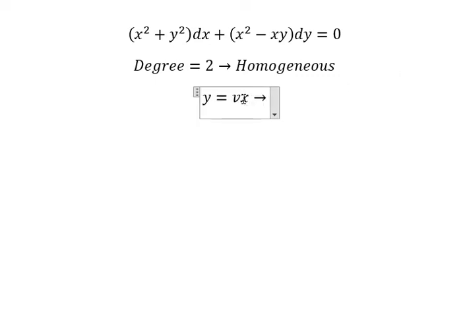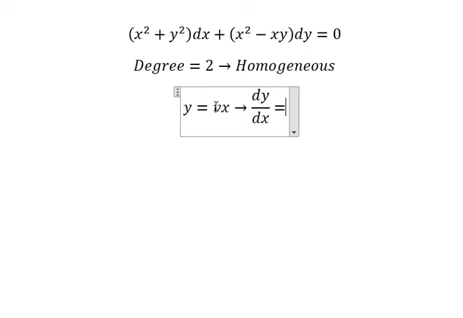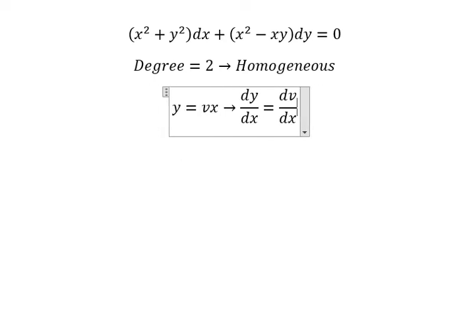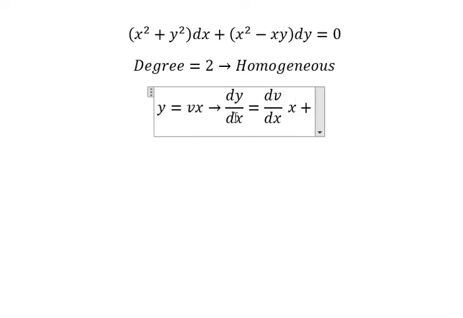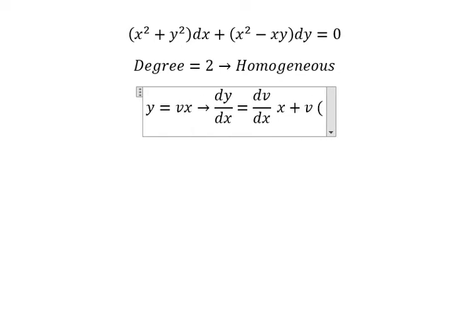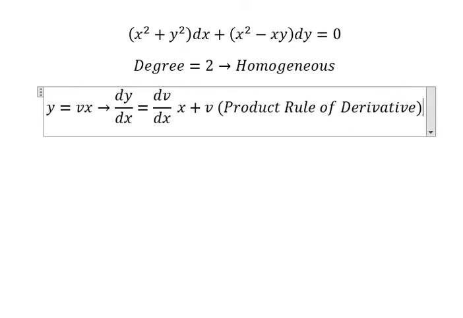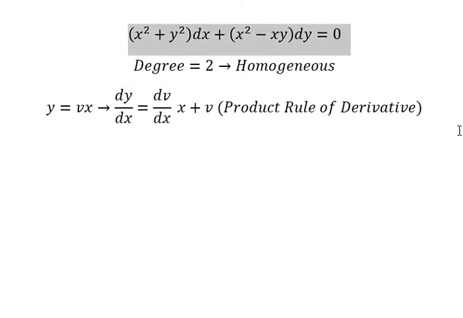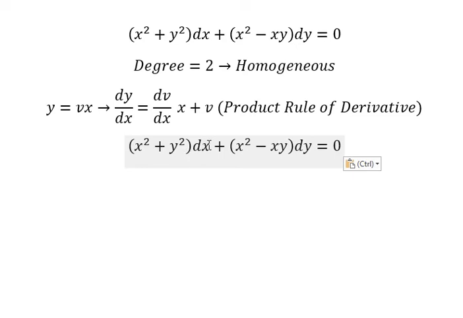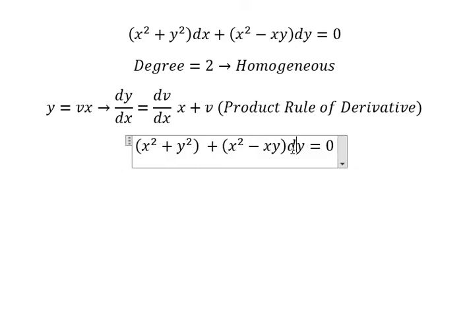So if I first take the derivative of both sides, you get dy over dx. First the derivative of v, you get dv over dx multiplied by x. First the derivative of x, you get number 1. So we have v. We can use the product rule of the derivative. Next, we divide both sides by dx.